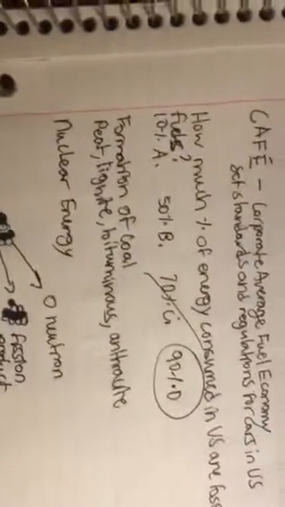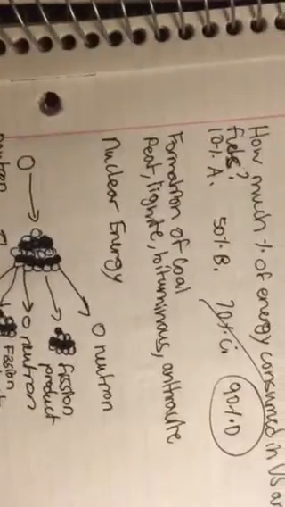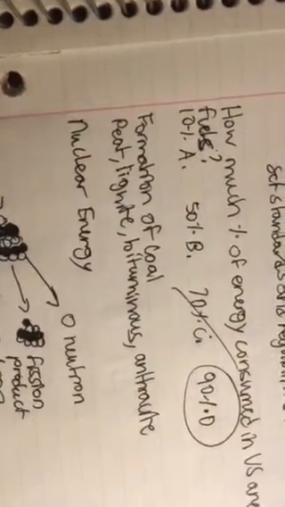And the order of the formation of coal is peat, lignite, bituminous, and anthracite.